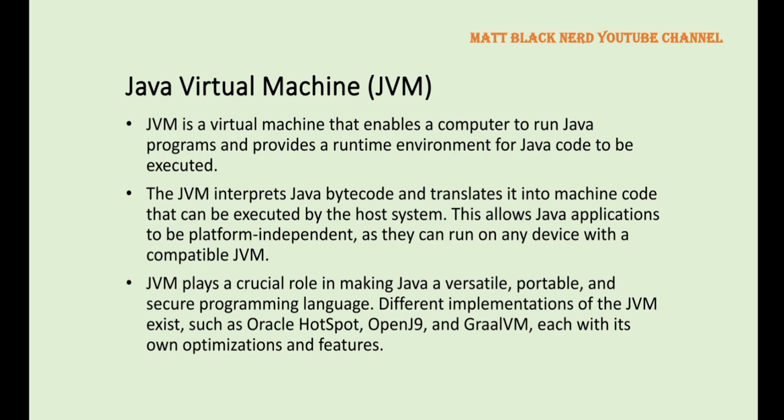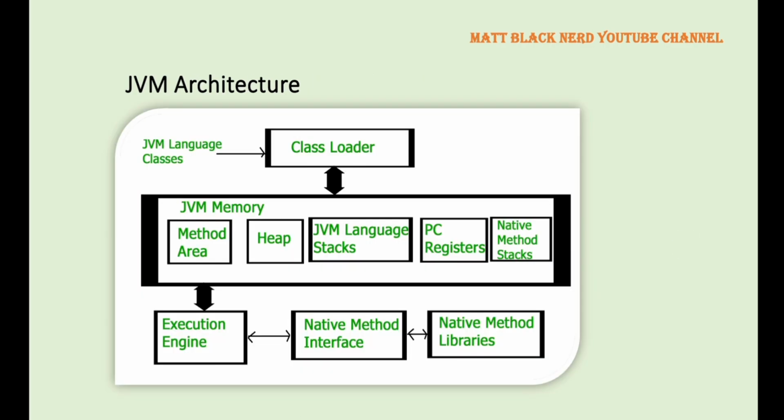by the host system. This allows Java applications to be platform independent, as they can run on any device with a compatible JVM. JVM plays a crucial role in making Java a versatile, portable, and secure programming language. Different implementations of the JVM exist, such as Oracle HotSpot, OpenJ9, and GraalVM, each with its own optimizations and features. This is the JVM architecture.